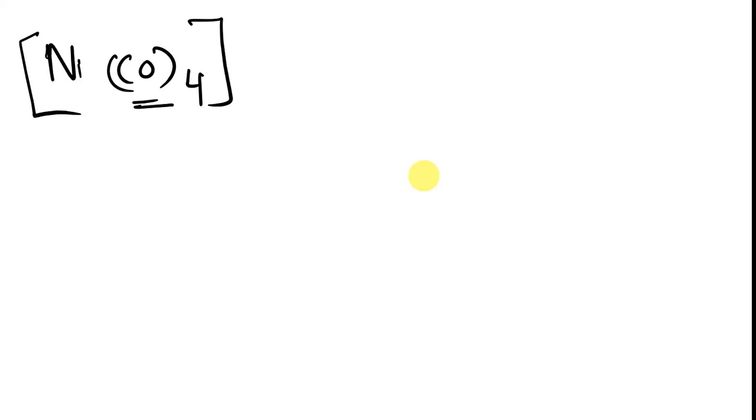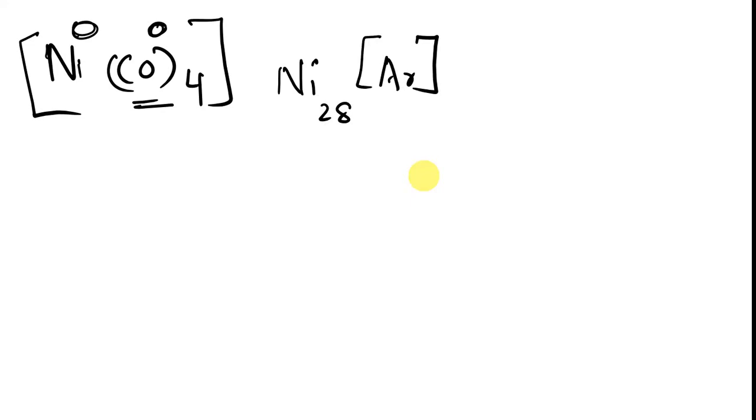Listen here, carbonyl is a strong field ligand, but there is no charge for carbonyl. The charge of carbonyl is zero. Oxidation state of nickel is also zero here. So let us write the electronic configuration for nickel. Atomic number is 28, so it will be argon, 18 electrons, and the remaining 10 electrons will go in 3d and 4s. So 4s2, 3d8 electrons will be there.